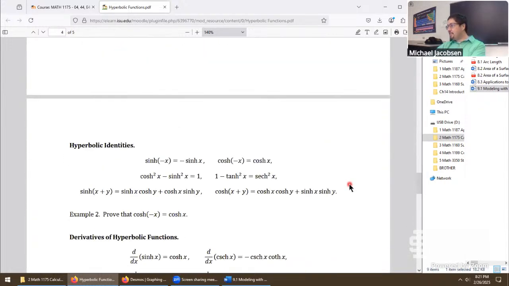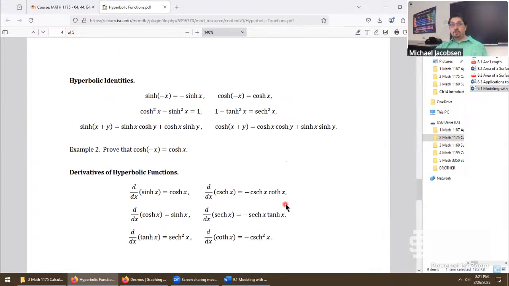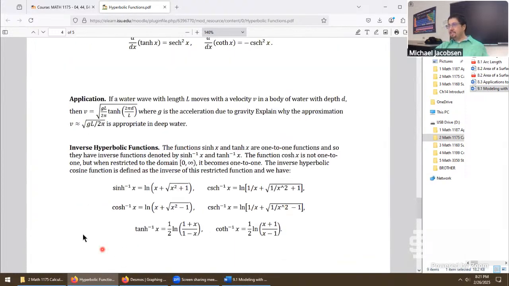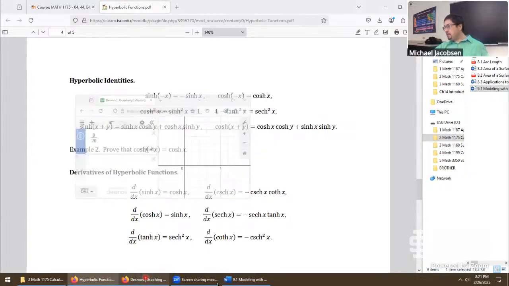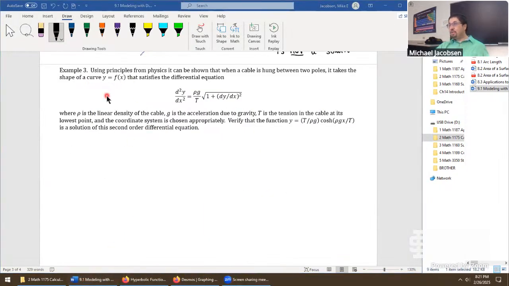Before we get started, let's scroll to here to recall taking the derivatives. This is here for completeness. I don't think these have ever come up in a Calculus 2 course. You would have to work at that for this to come up. But now, back to our problem right here, we can verify this differential equation using that knowledge of the hyperbolics. It says for the write-up, using principles from physics, we'll have to ask our local physicist, Kristen Barnaby, on how this works. It can be shown that when a cable is hung between two poles, it takes the shape of a curve, y equals f of x, satisfying that differential equation.